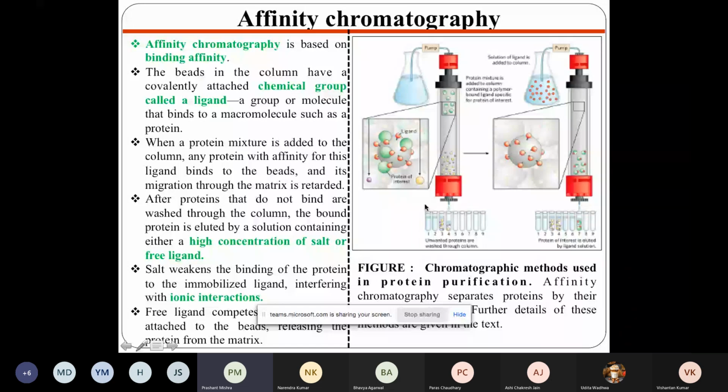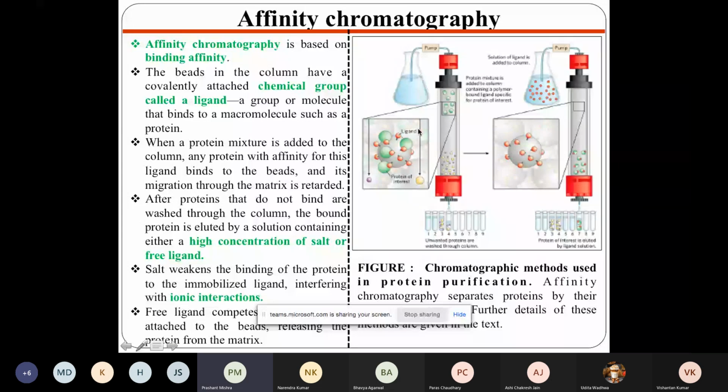Now what you do in the next step is either you change the salt concentration and thereby lower the interaction of the ligand with the beads, or alternatively you can use free ligand. Now here you have immobilized the ligand. If I use free ligand, it can also replace the bound one. So what you are doing is trying to reduce or weaken the interaction, and thereby you can separate your protein molecule.